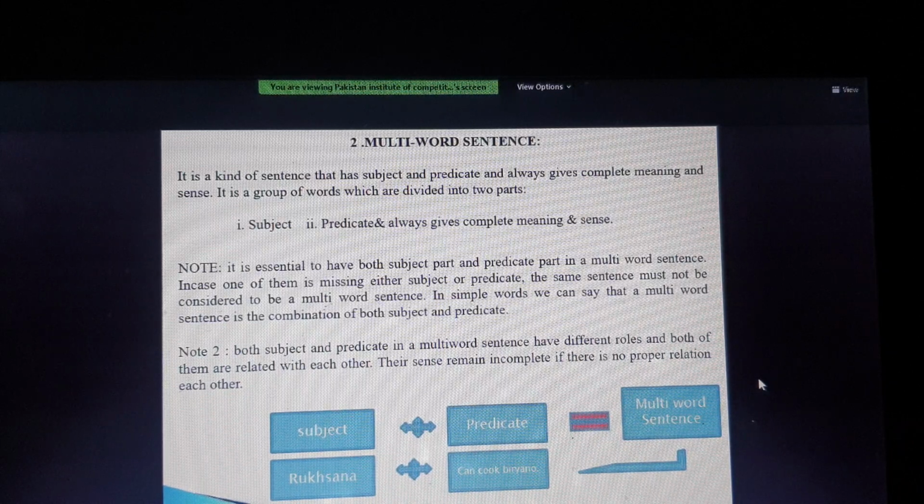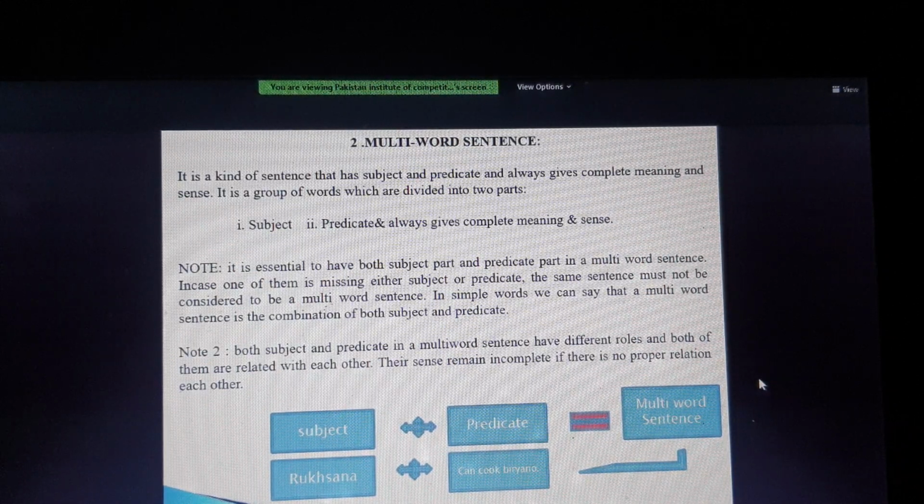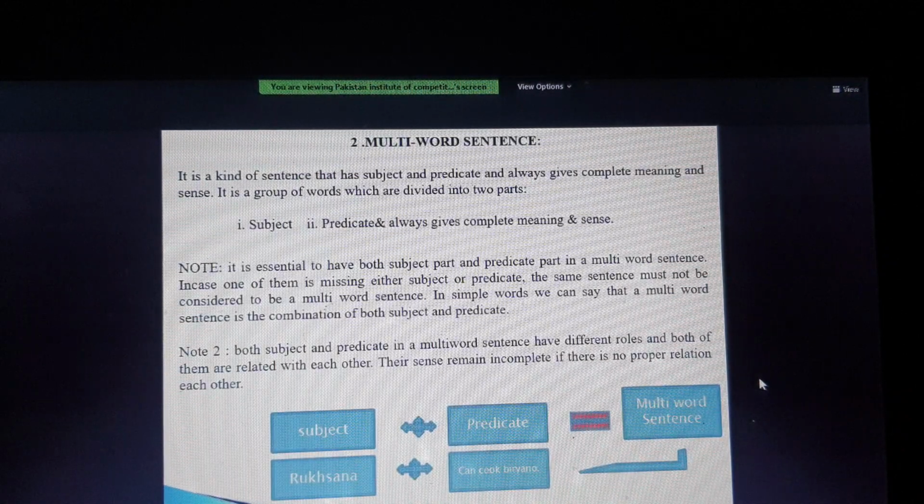How is multi-word sentence? What is multi-word sentence? Multi-word sentence से मुराद वो sentences जिनमें एक से ज़्यादा word है, in which we have more than one word. Like previously I said single word sentence. Here I say multi-word sentence. So what is multi-word sentence?